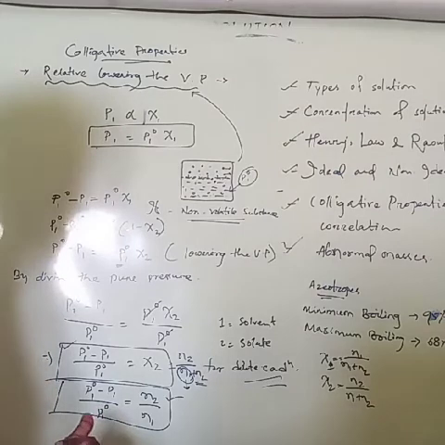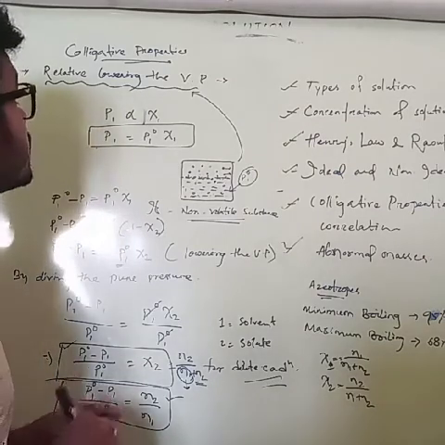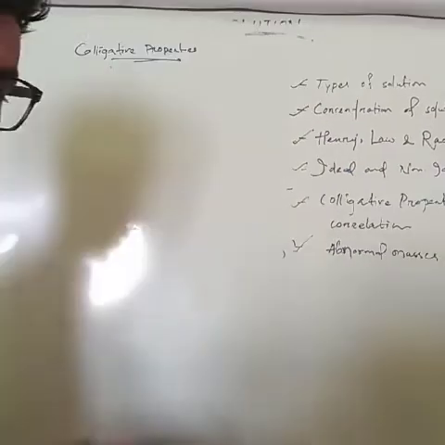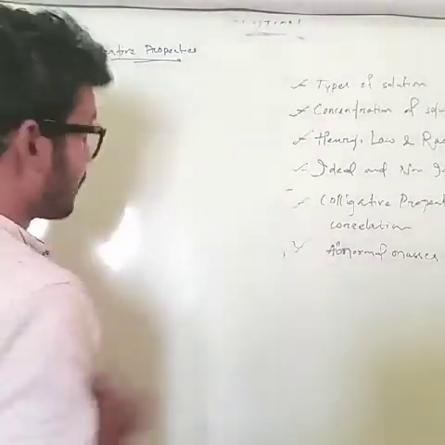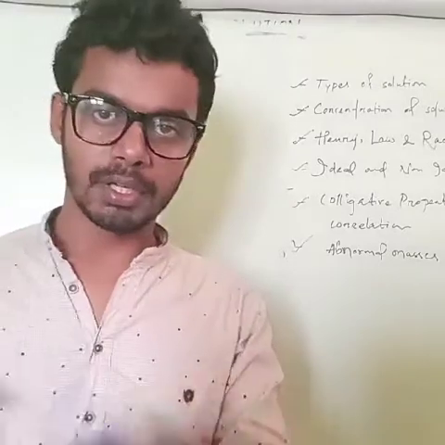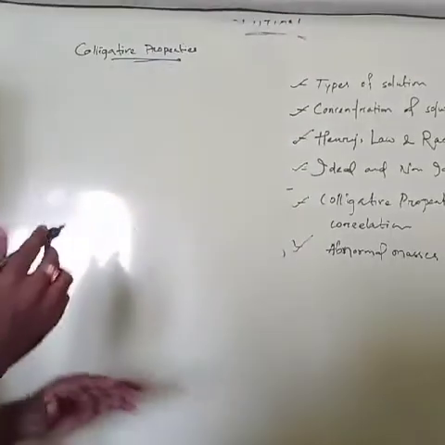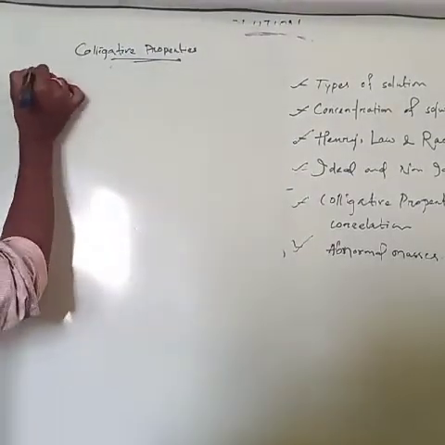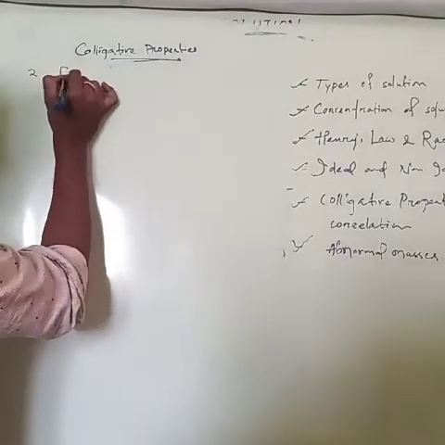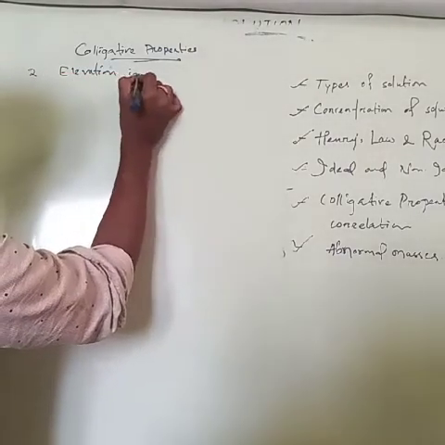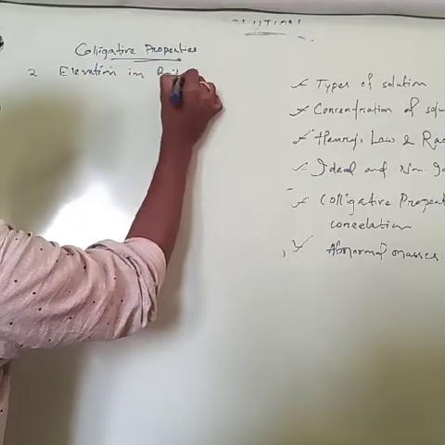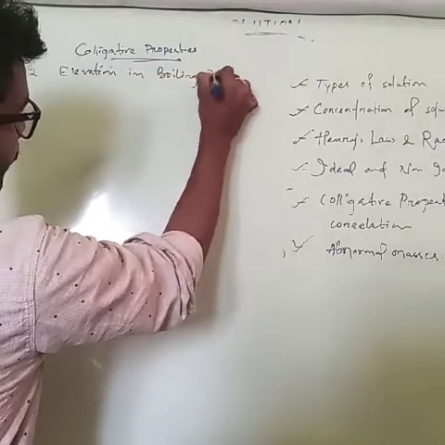Okay, let me clear this. So the next colligative property is elevation in boiling point.